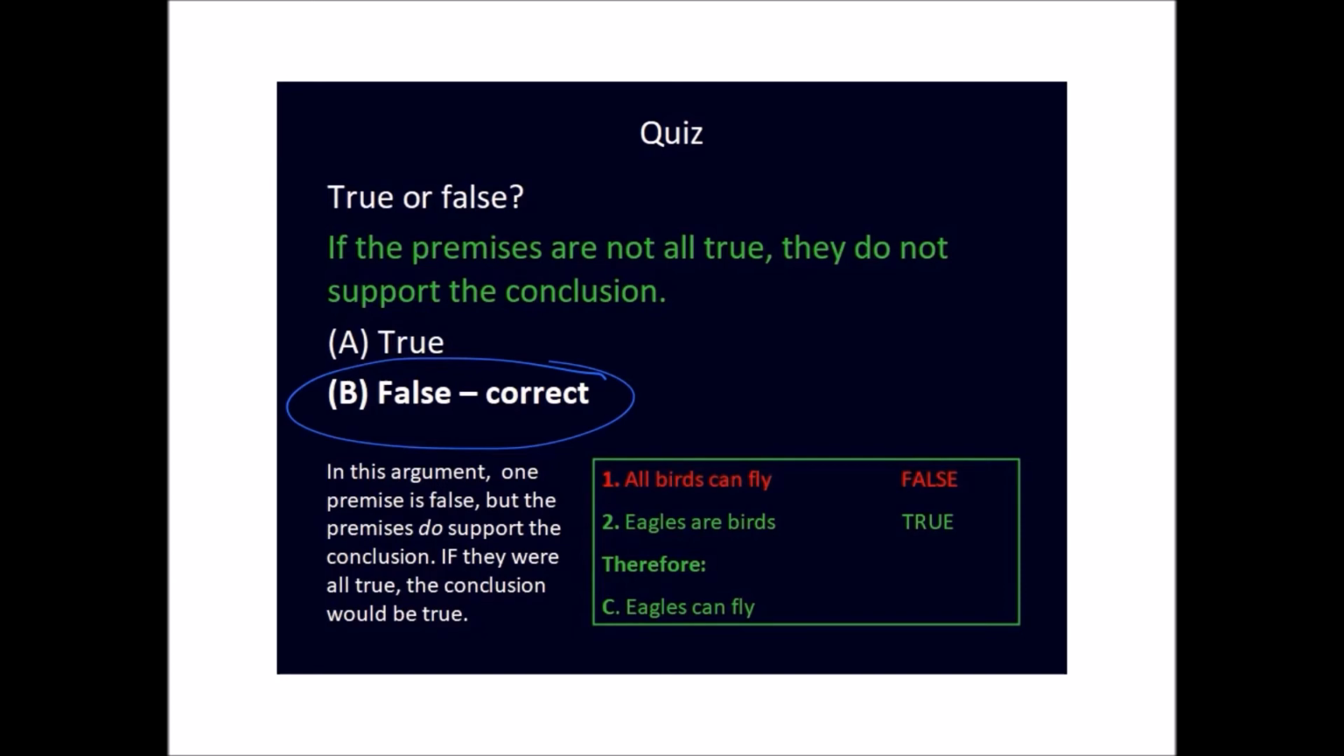Here's another example. All birds can fly. That's not true. There are some species of birds that are flightless. Emus, penguins. Second premise, eagles are birds. That's true. Conclusion, eagles can fly. Now, the premises in the argument support the conclusion because if they were both true, the conclusion would be true. So just because one or perhaps all of the premises in an argument are false, that doesn't mean they don't support the conclusion. Support is a conditional matter. If the premises were true, then the conclusion would be established.